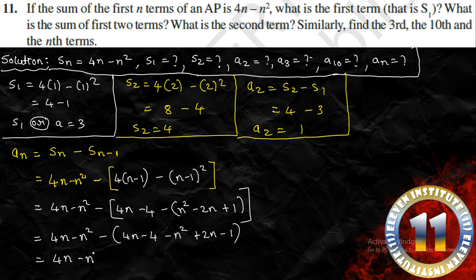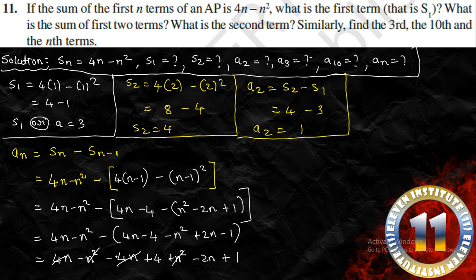4n minus n square was already there. Now inside, all the signs will change, negative to positive and positive to negative. So this is positive, it has become negative. Minus n square will be plus n square, plus 2n will be minus 2n, and minus 1 will be plus 1. So this minus n square and plus n square will get cancelled. 4n and minus 4n will get cancelled. So what we are left with is 4 plus 1, 5, and a minus 2n.